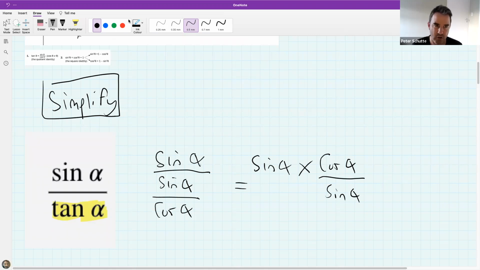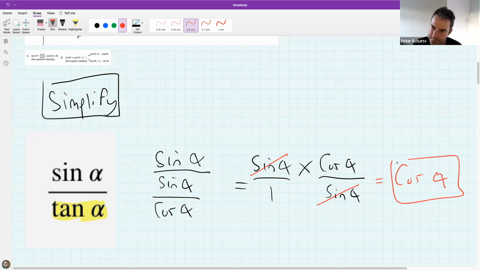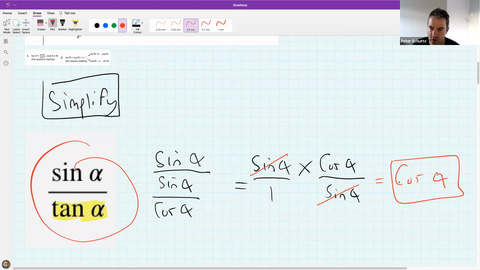Now, the next thing that's great is that you can think of this as over 1. And then you can think of this as equivalent to 1, because it's over itself. And the final answer would be cos alpha. And so this whole thing can be simplified to the cos of alpha.